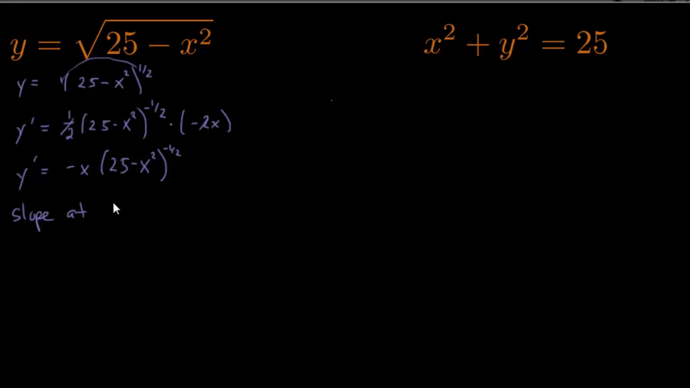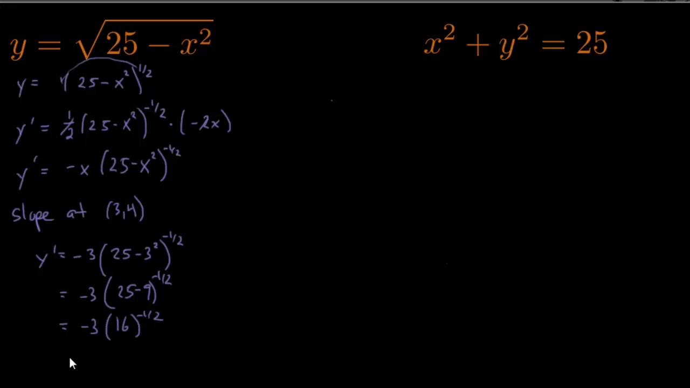So slope at 3, 4 would be y prime equals negative 3 times 25 minus 3 squared to the negative 1/2. And then you just got to be careful plugging this in. All right, 25 minus 9 to the negative 1/2. That's negative 3 times 16 to the negative 1/2. Now, be very careful. 16 to the negative 1/2 is actually 1/4. Okay, so try that, plug it in the calculator, see what you get. But we're going to get negative 3/4. So that's the slope at that point.